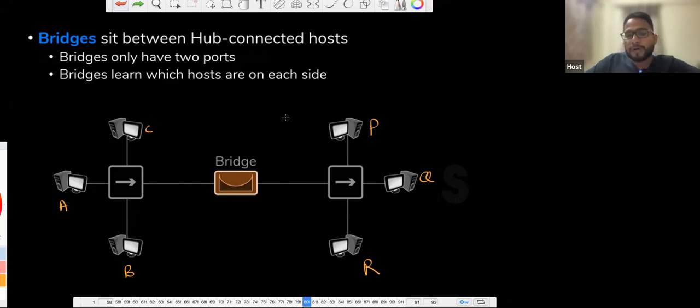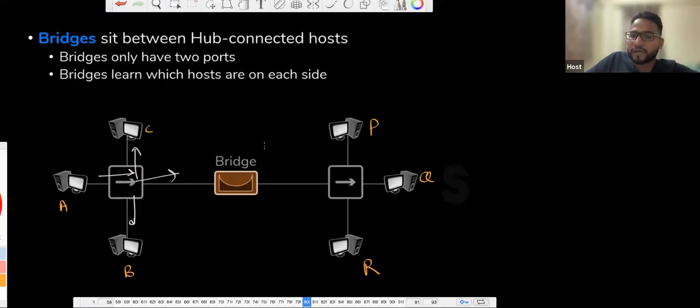So what will happen? Let's suppose A wants to send some data to maybe C or maybe P. Just for the sake of case one, let's suppose A is sending to C, which means it will send to the hub, and then this hub will send everywhere, right? Because it is a very dumb device. Now in this case, suppose the bridge initially does not know anything. Bridge is just like a hub at the initial phase.